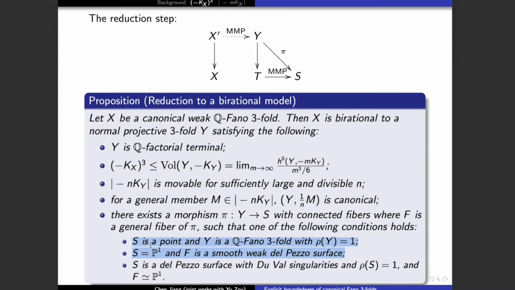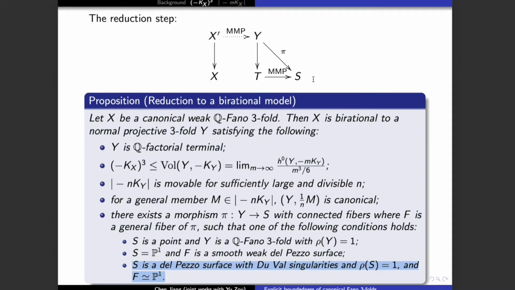But if the dimension of T is 2, then T is a surface. Then we still need to run MMP for T to get a new outcome of the MMP. So then we know that it's either a curve, so this is the second case, or it is some surface of Picard number 1. So this is the third case. And then we consider the fibration from Y to S in the end. So this is actually the strategy of the proof of this proposition.